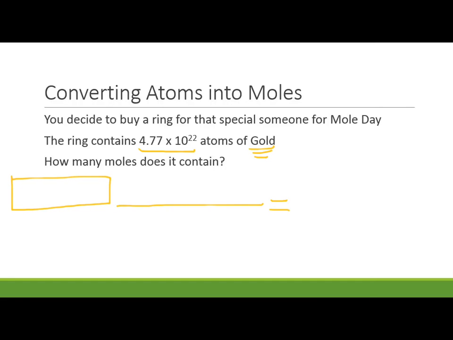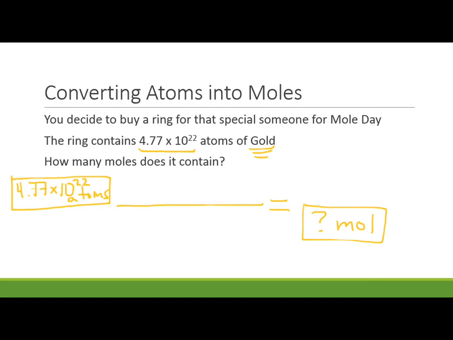So how do we work this? Well, what number are we actually given in the problem? The only number that's given is 4.77 times 10 to the 22nd, and this is in terms of atoms. Gold atoms in particular, but atoms. And then down here, we want to know how many moles. So question mark, moles. We're going to go ahead and put that in the bottom right-hand corner.